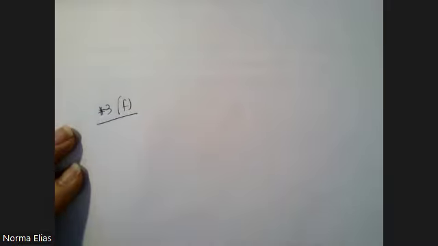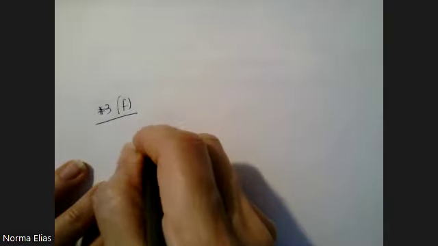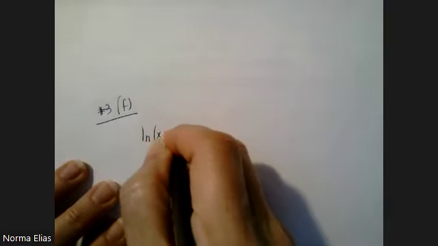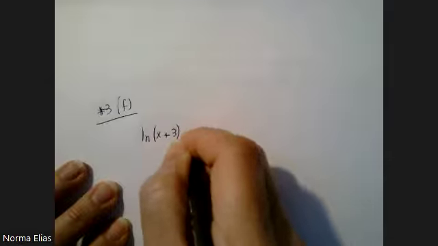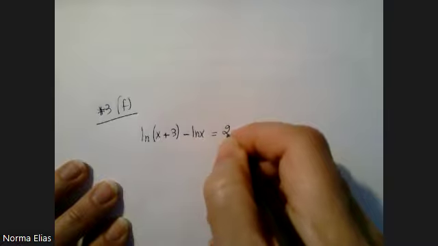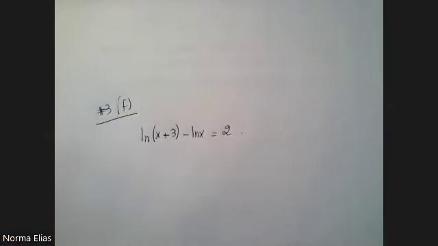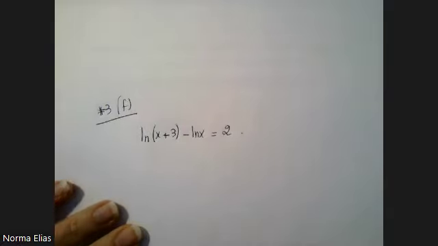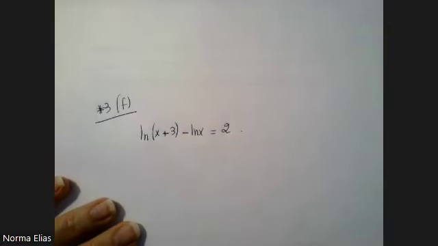So let me see how you guys handled the last problem, problem number 3, part F, and then we proceed. So we had to solve the following equation: minus ln of x equal to 2. Again, we have to find a way to basically isolate the ln. So tell me, guys, what did you do for this problem?